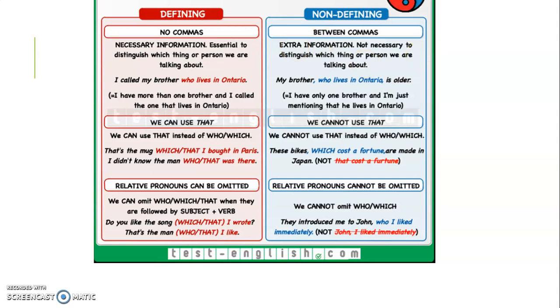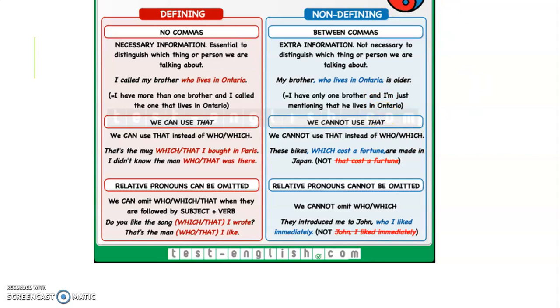Okay, so for example, you can say, my brother, who lives in Ontario, is older. What does that mean? That this information that you have between commas is not that important. Actually, you are just giving us more information that is not essential. You are just mentioning it because you consider it interesting, but it is not essential. Okay, in this case, with the non-defining relative clauses, remember that we cannot use that.